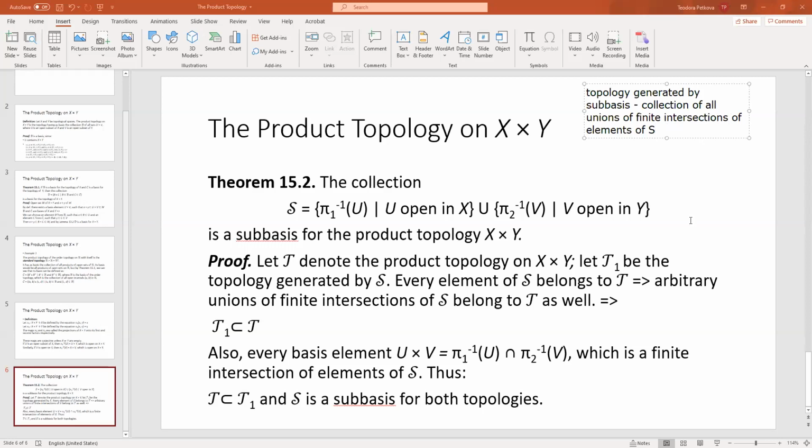Otherwise, for the projection map, like the projection from R2 to R, if you don't have this kind of topology, it may not be continuous.